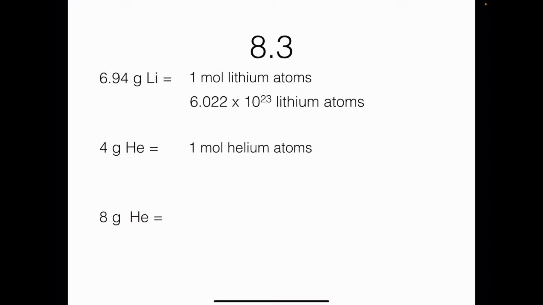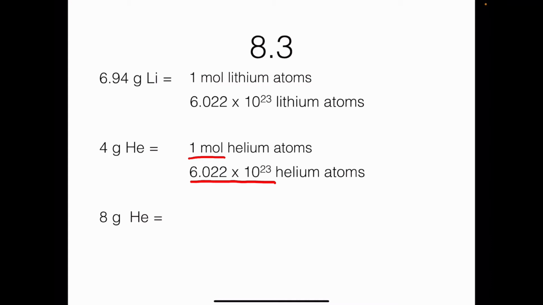4 grams of helium, based on the periodic table, is equal to 1 mole of helium atoms, which is equal to 6.022 times 10 to the 23rd individual helium atoms. So I need to know whether I'm talking about the group or each individual atom. If I'm being asked how many atoms are in this sample, then I want to use that number, Avogadro's number, the 6.022 times 10 to the 23rd. If I'm being asked how many moles of atoms are in this sample, the size or mass of this sample, then I'm just going to go to moles. So either way, I've got a bunch of conversion factors to choose from.